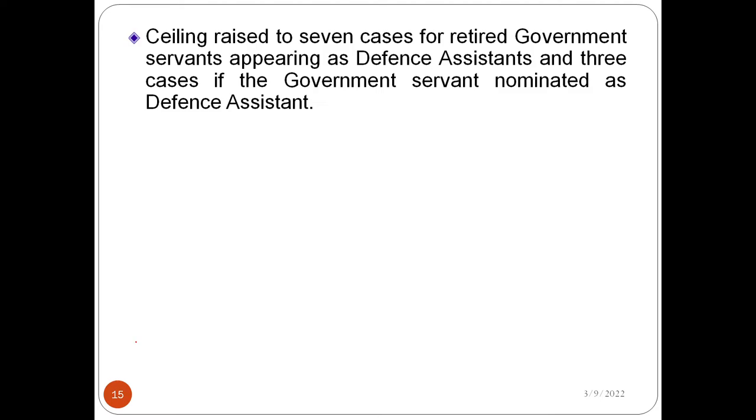The ceiling is raised to 7 cases for a retired government servant appearing as defense assistant, and likewise in cases of a serving government servant nominated as defense assistant.